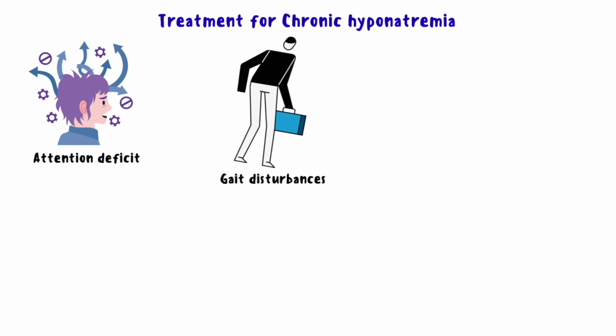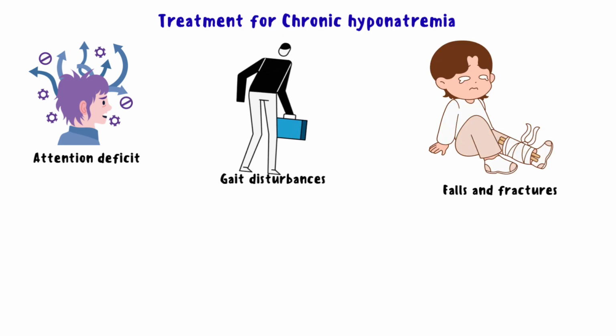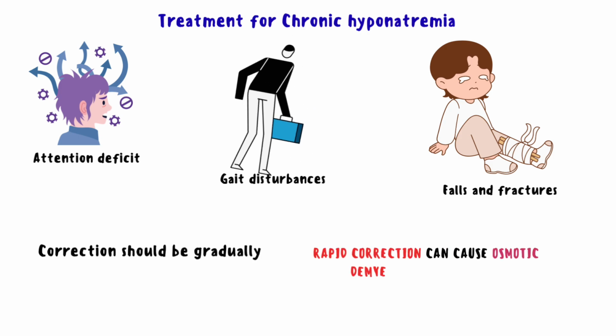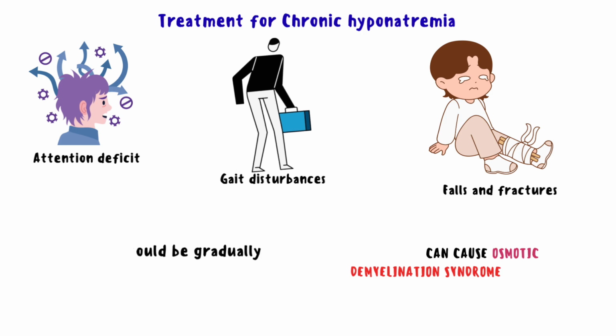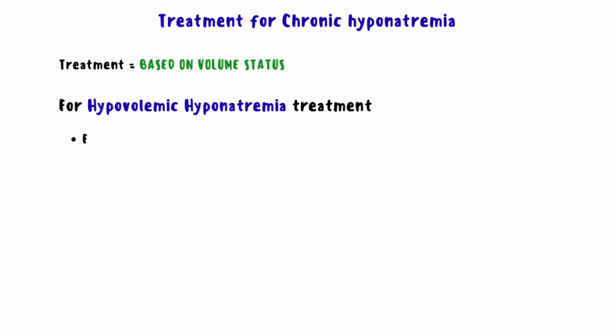We will get our due to its potential to cause attention deficits, gait disturbances, and increased risk of falls and fractures. Chronic hyponatremia should be corrected gradually. Rapid correction carries risk of osmotic demyelination syndrome. Treatment of chronic hyponatremia also should be based on volume status. In case of hypovolemic hyponatremia, patients require fluid and salt supplements to correct serum sodium and simultaneously restore intravascular volume.